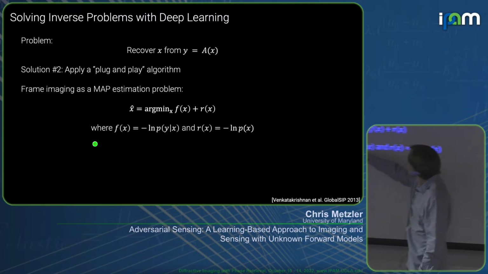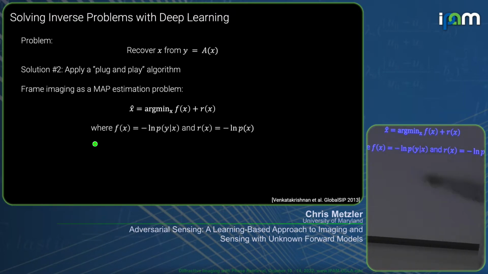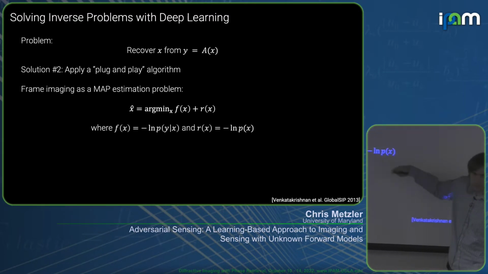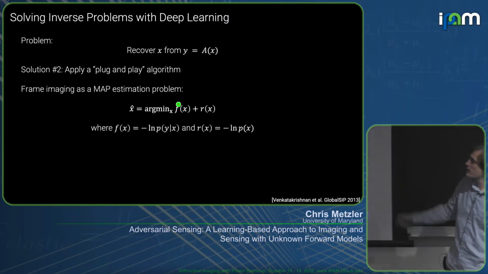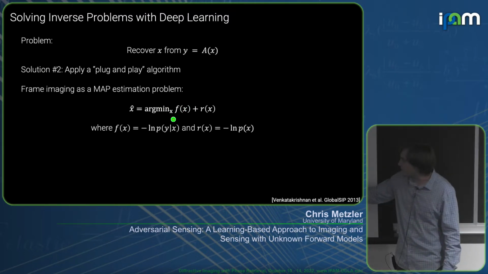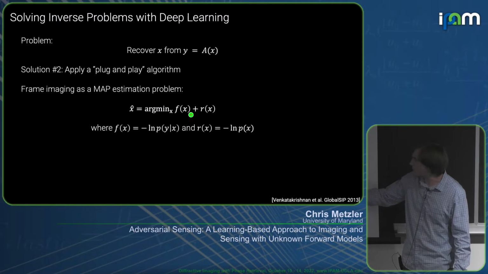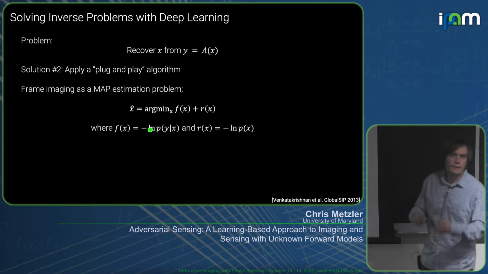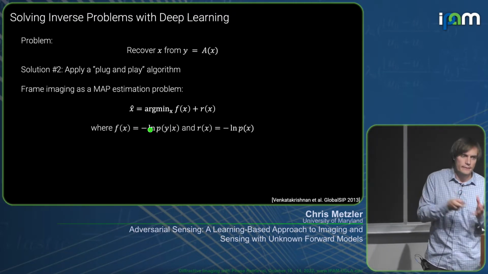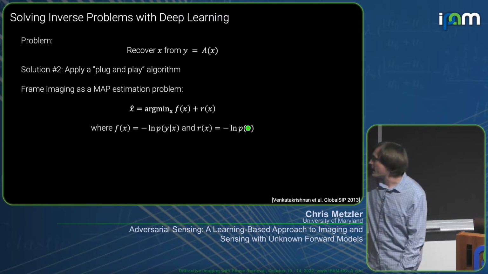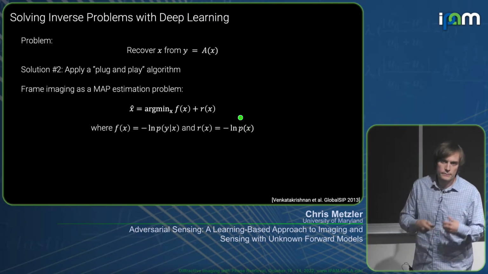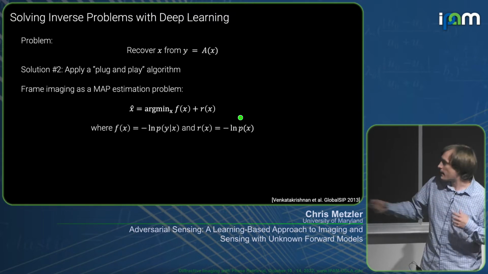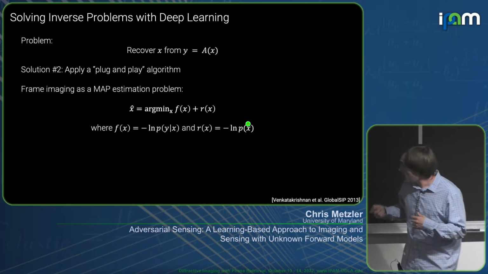So let's give a MAP estimate of the signal x that minimizes some objective function where we have the data fidelity term and the regularizer term, where ideally this is the negative log likelihood of the data. For a given reconstruction x, how likely was it that I observed y, and r of x is the negative likelihood of the data distribution.